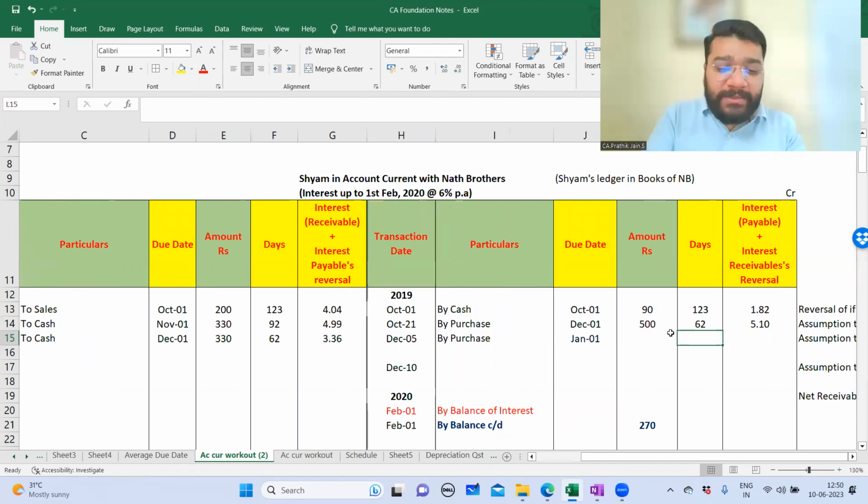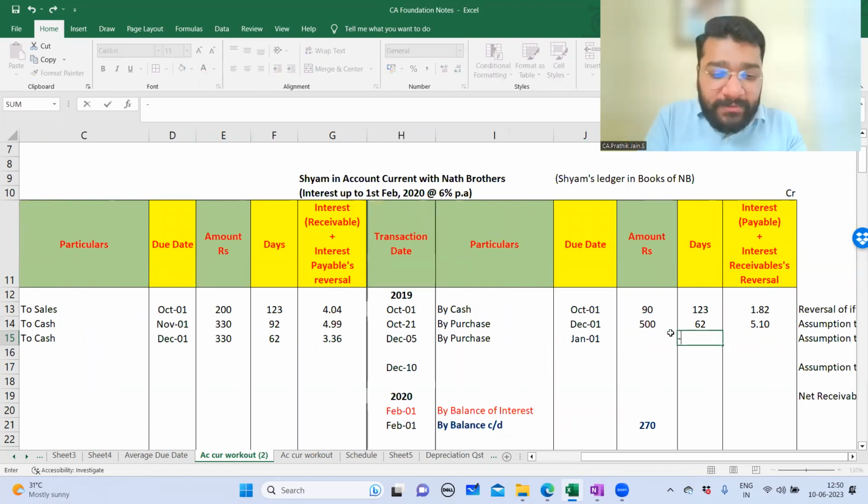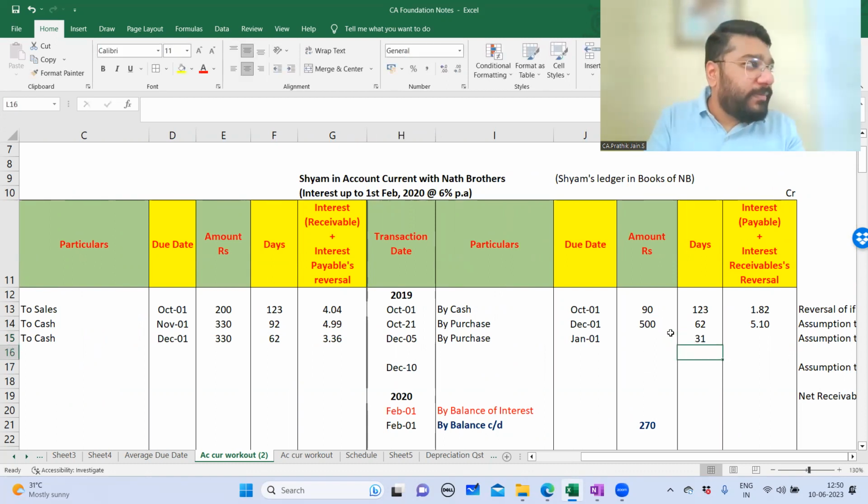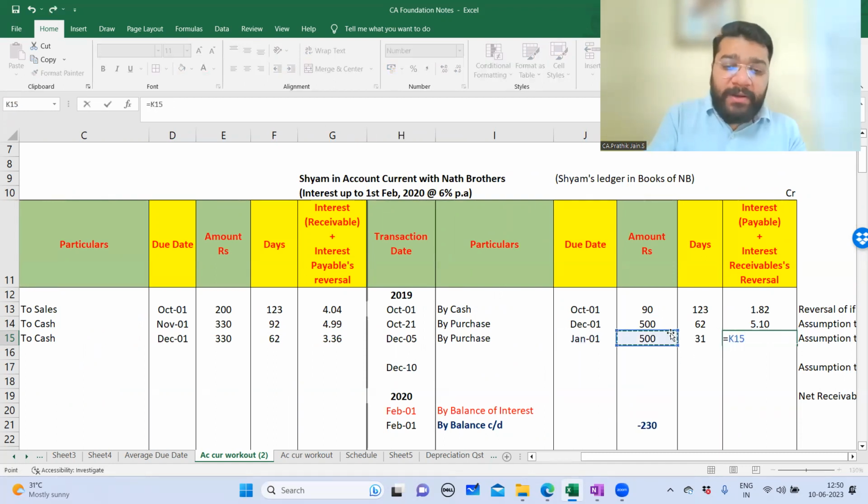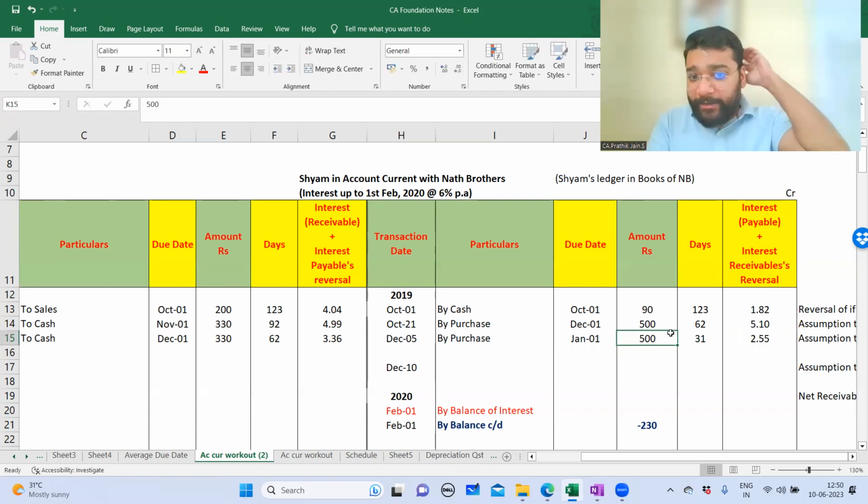So for Jan, how many days? 31 days. In that, the first day of Jan is gone, plus 1 day of February. Total 31 days. What is the amount? 500. What is the interest calculation? Sir, 500 into 6% into 31 divided by 365. 2.55. How many people are getting this answer?